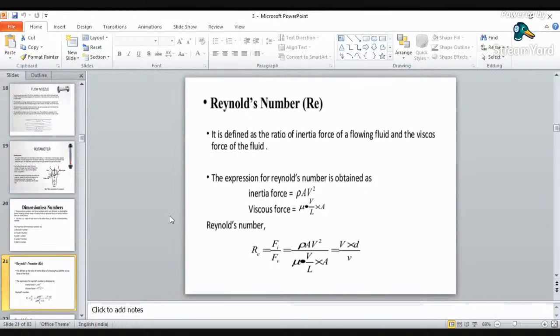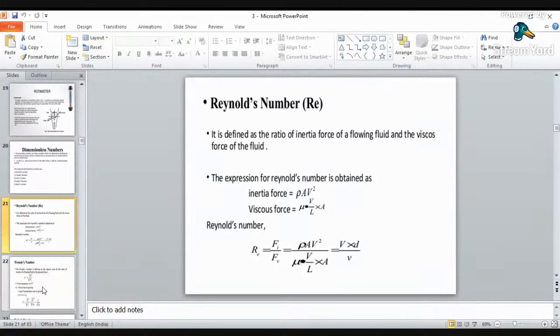Okay, so the first one is your Reynolds number. Reynolds number is the ratio of inertial force to viscous force. Simply, it is Fi to Fv, that is, the ratio of inertial force to viscous force. Inertial force can be calculated as rho A V squared, and viscous force can be calculated as viscosity into velocity by length into area. So Reynolds number can be calculated as rho V d by mu, or V d by nu.